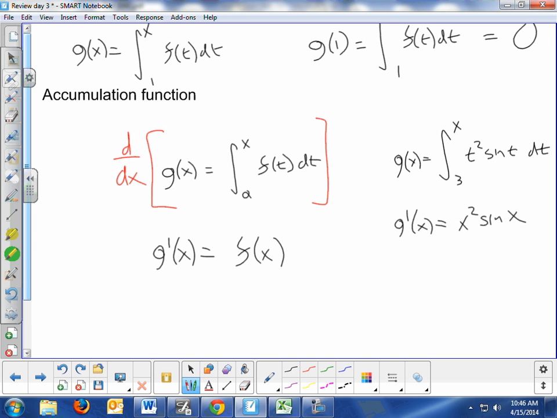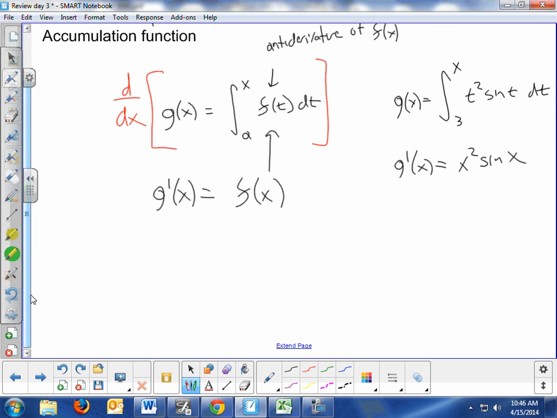And it doesn't matter what this number is. So this is the derivative of this, and this is the derivative of this. That means this is the antiderivative of f, which is why typically they didn't use G, they used capital F.